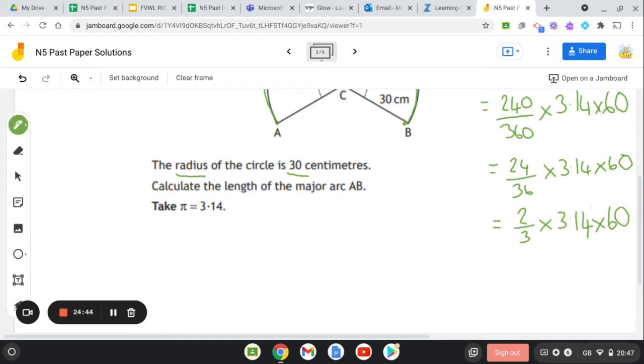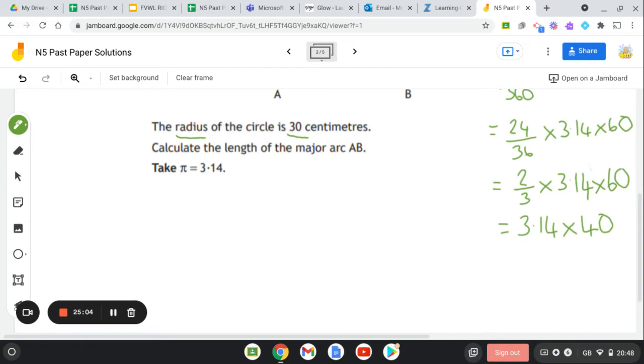And that's the easier way to do it, because 2/3 of 60, well, 60 divided by 3 is 20, times by 2 is 40. So we're going to end up with 3.14 times 40. So we got 40 by finding 2/3 of 60. Then what we've got to do is to times 3.14 by 40, which becomes a much easier question.